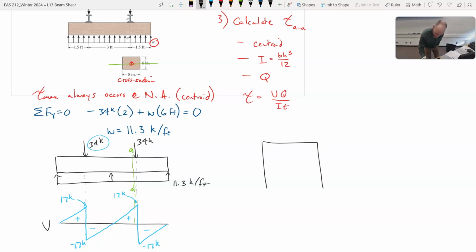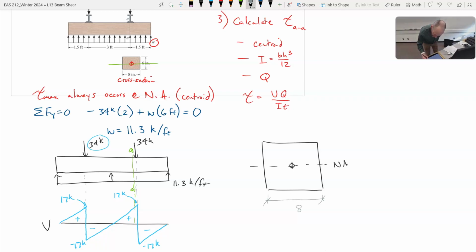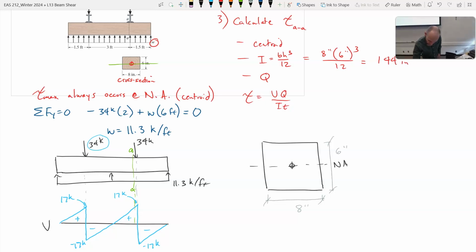So my cross section. I've got dimensions here. This is 8 inches wide. This is 6 inches tall. Centroid via inspection is right there in the middle because it's a rectangle. Moment of inertia, we said, is BH cubed over 12. We're bending about that horizontal axis, that axis we're bending about. So BH cubed over 12, that is 8 inches times 6 inches cubed over 12, which is 144 inches to the fourth.